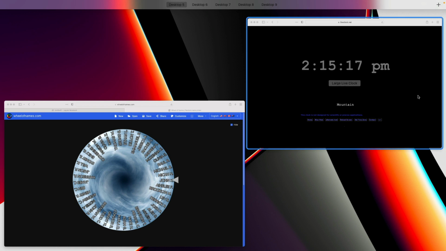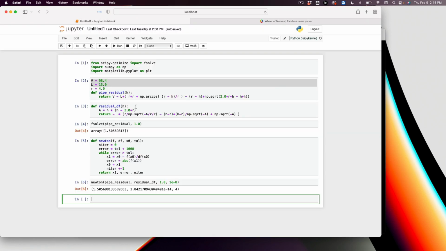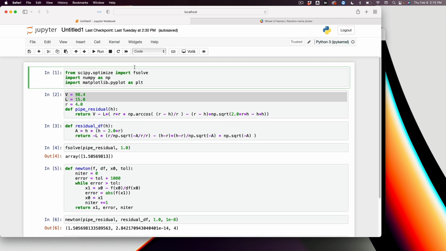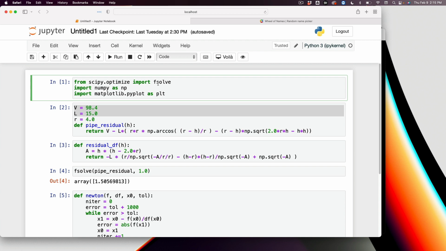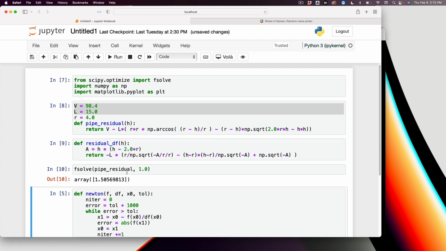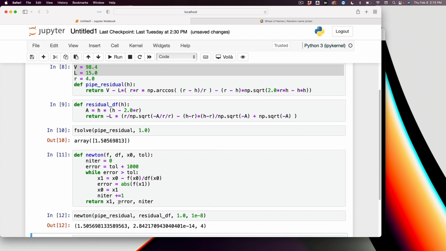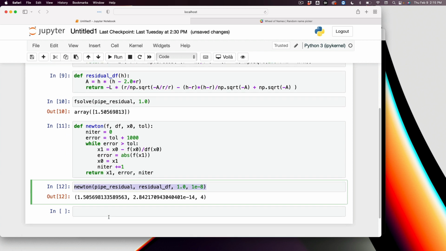All right, there it is, this notebook over here. That's the notebook we were working with last time. Remember, we had those values, and we had to define this residual derivative. We had the standard fsolve for pipe residual. We had the standard Newton method that took the derivative. This might still not be working for you.